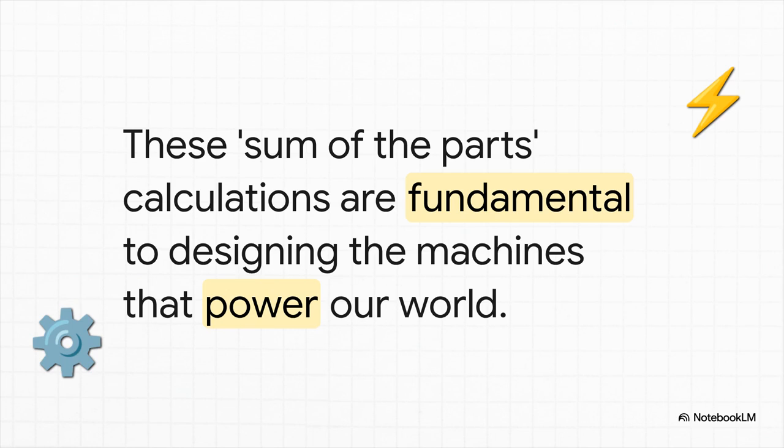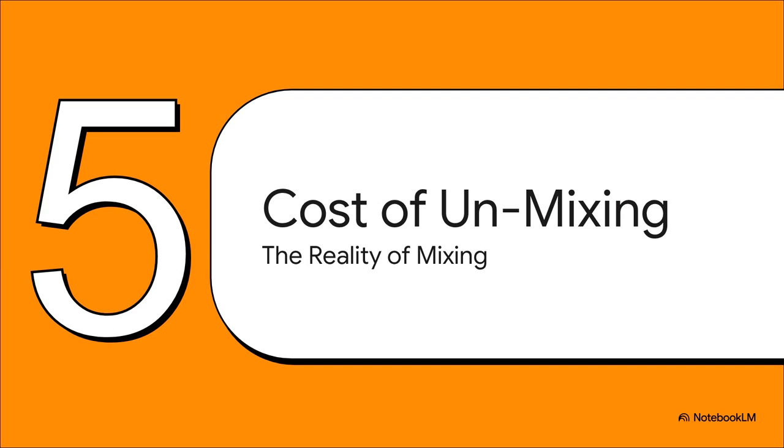And why do we go through all this trouble? Because these sum-of-the-parts calculations are exactly how engineers design the machines that power our world. It's how you figure out the power output of a jet engine, or how much heat you need to pump into a giant chemical reactor. It's fundamental. And that brings us to our final section.